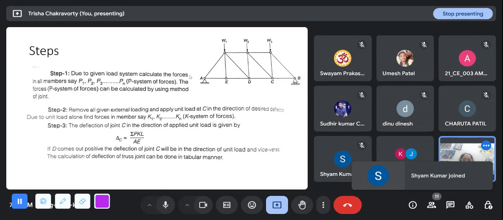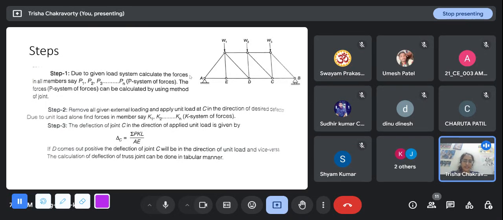Now at step 1, due to the given load system, we will calculate the forces in all the members P1, P2 up to Pn, let's say. So there are n members, and W1, W2, W3 are just representatives. The loading can be of any combination. So the real loading condition is the W system of loading. For that I am going to solve the entire truss. This process is a little long because you have to solve the entire truss, so it's better to go by the method of joints. I generally use the method of joints when I have to solve the forces of all the members.